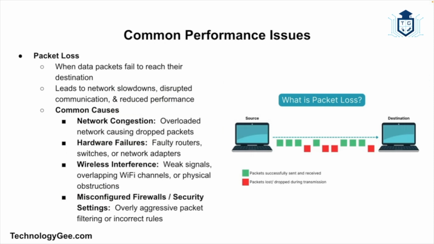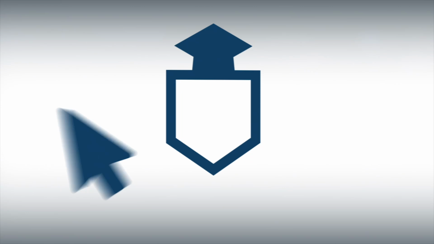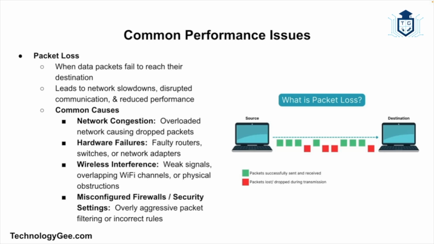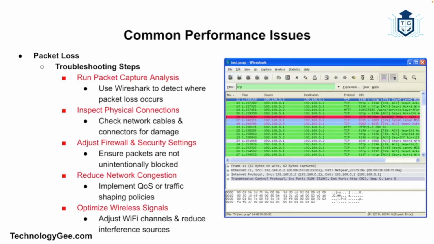All right, next we have packet loss, and this occurs when data packets fail to reach their destination. And the common causes are network congestion or hardware failure, wireless interference or poor signal strength, or misconfigured firewalls and security settings. And to fix this, you can run packet capture analysis with Wireshark to detect drops.